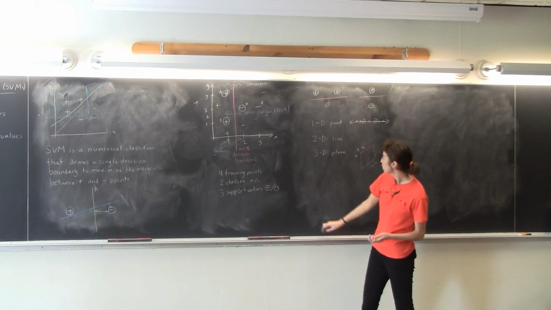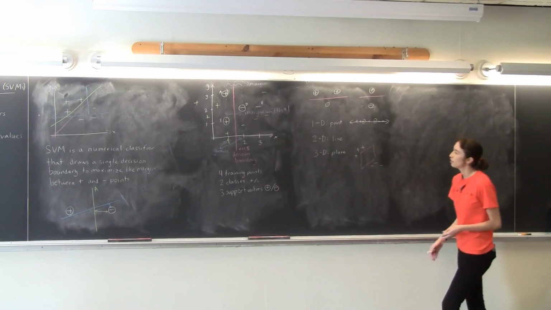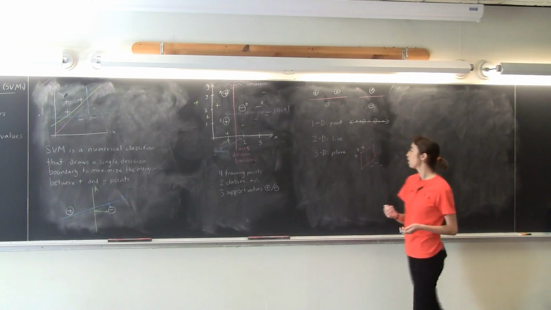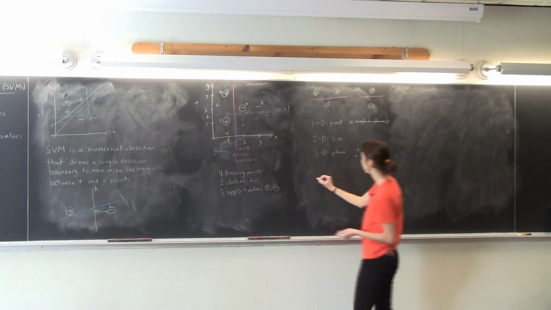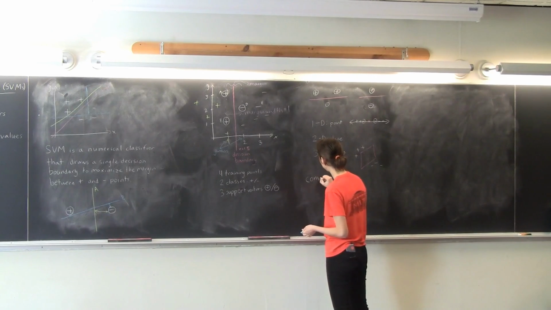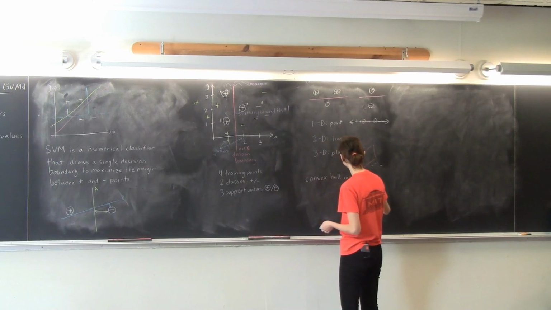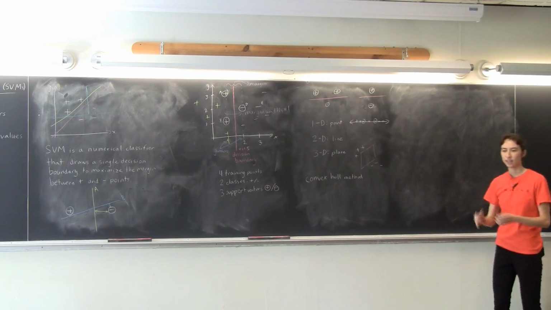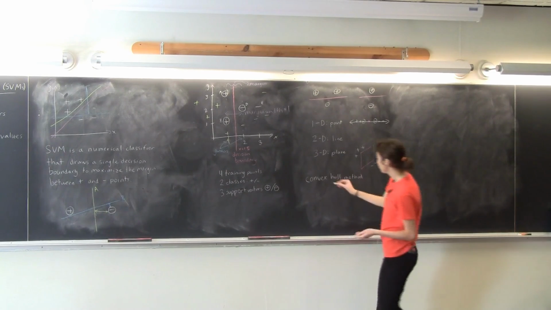Now one question could be, how do we figure out where this decision boundary goes? In this case, it was pretty easy to see that it was just going to be this vertical line, but sometimes it's not quite so easy. So we're going to have something called the convex hull method to help with that. A convex hull is basically a convex shape, so a shape that doesn't have any concavities.